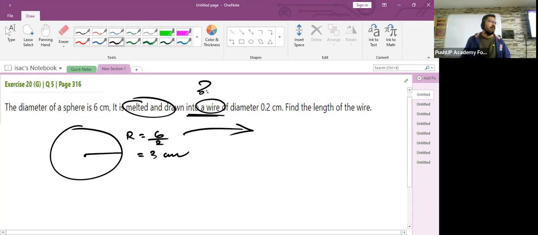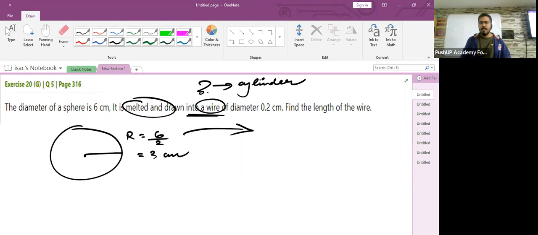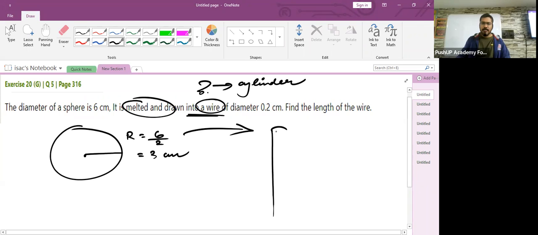What is the shape of wire? Or what should you assume when the term wire is used? Very simple, children, it's a cylinder. You should assume that the wire is in the shape of a cylinder. You all must have seen the electric wire or the cylindrical pipes. They all are considered to be cylinder in shape. So they are telling you it is converted into a wire which is cylindrical in shape, whose radius is equal to 0.2 divided by 2, that is equal to 0.1 centimeter.